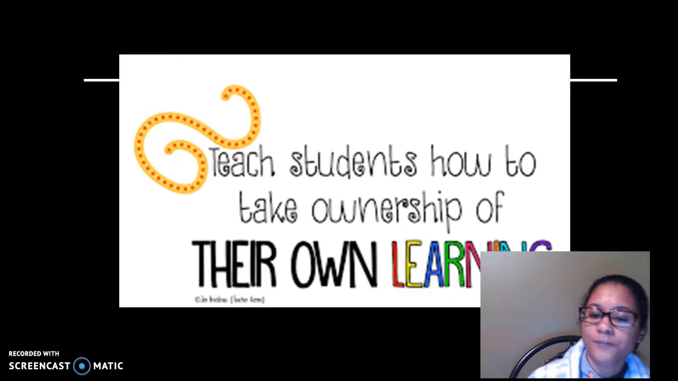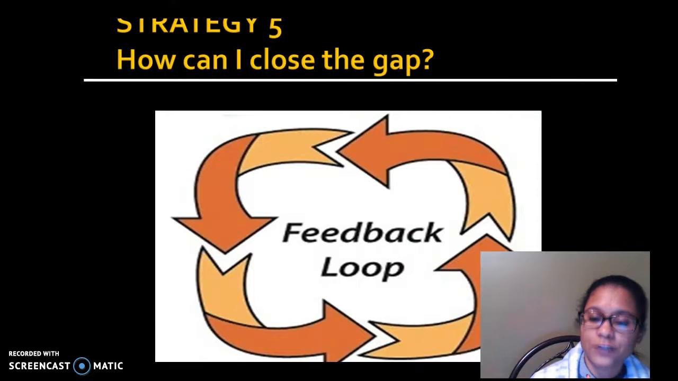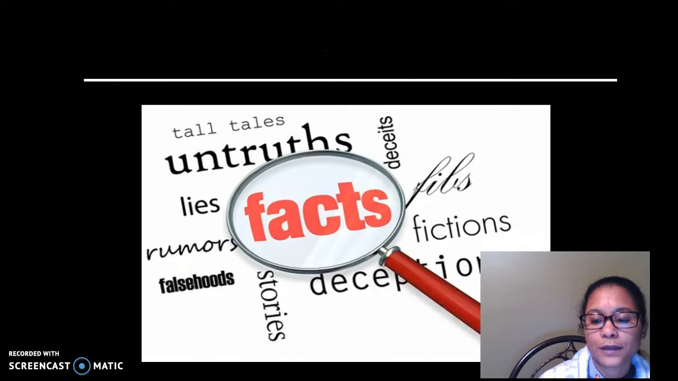Okay, and strategy 5 is the beginning of how can I close the gap. Begin by incorporating the feedback loop into your lesson planning. Know your students' background and be flexible. Address the student learning needs by identifying errors due to incomplete understanding, flaws in listening, and misconception. It is important to use these facts in order to address the students and be able to focus on one target at a time.